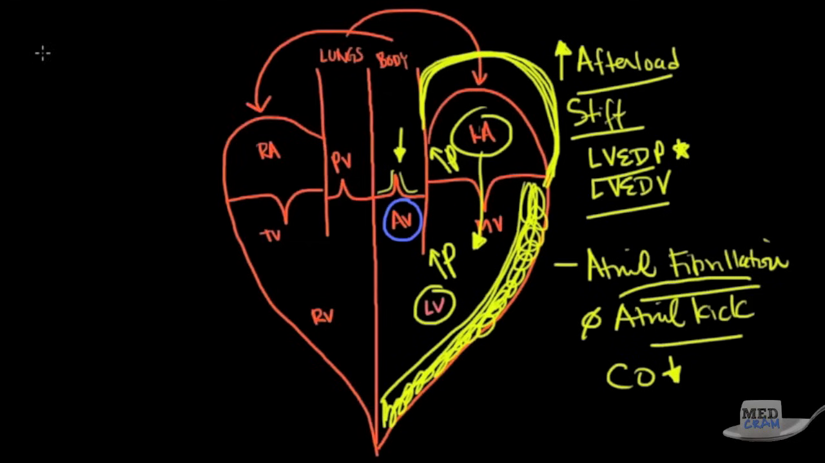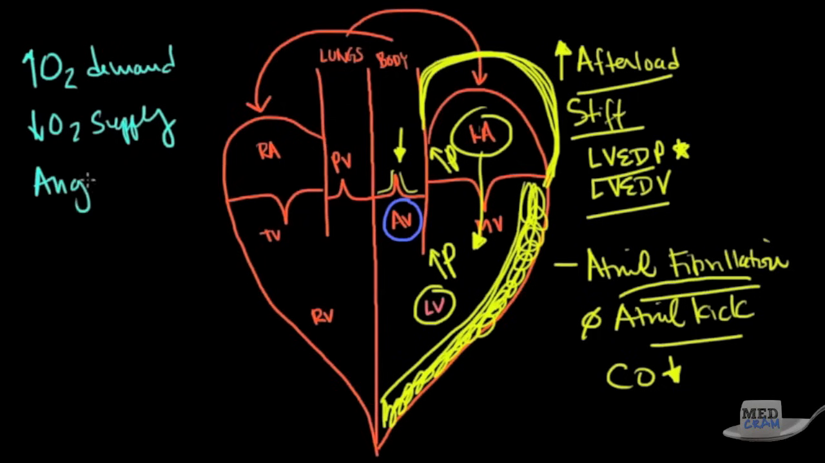Now, as we said, because of the increased demand for oxygen and the fact that the compliance of the left ventricular wall is so low, you're going to get increased oxygen demand and decreased oxygen supply. That's going to cause angina. We already talked about that. You can also get shortness of breath, and you can also get syncope. We talked about that. But the other thing that you'll see is a low pulse pressure.